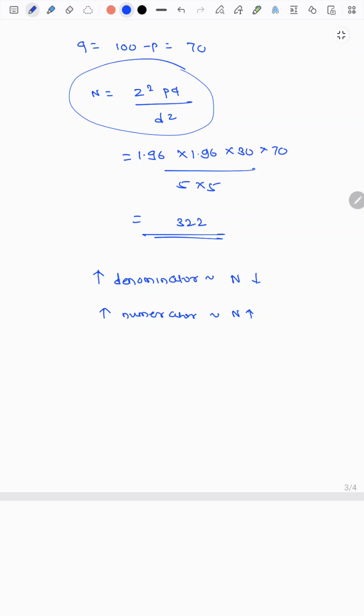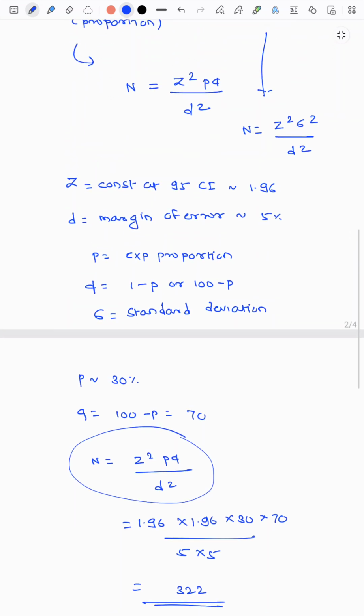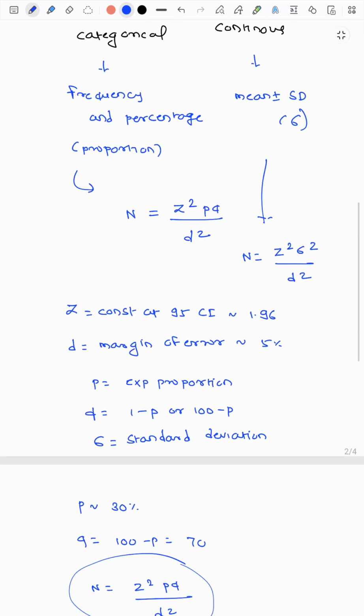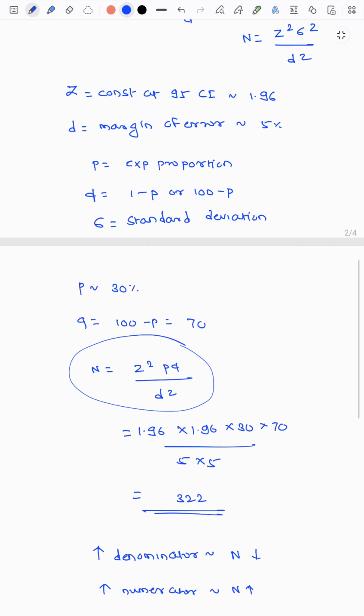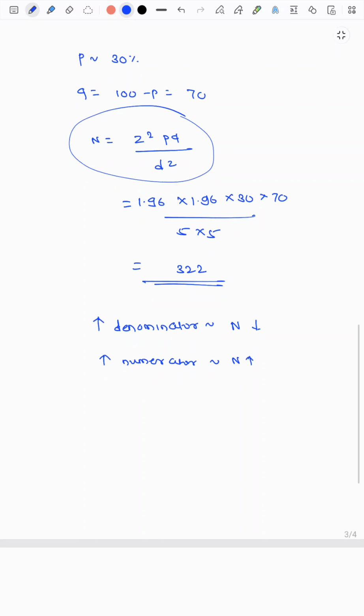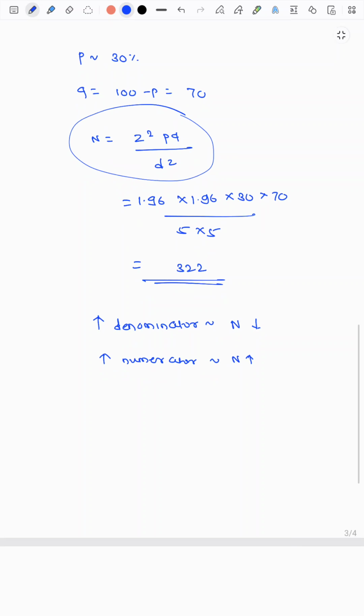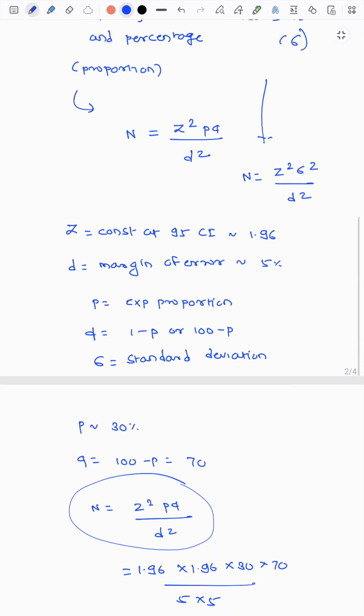So these adjustments we have to do, and there are many other adjustments as well. We will also see the basics: what is margin of error, what is 95% confidence, what is confidence interval, what is power, what is alpha error, and all this. We'll see that in the next video.